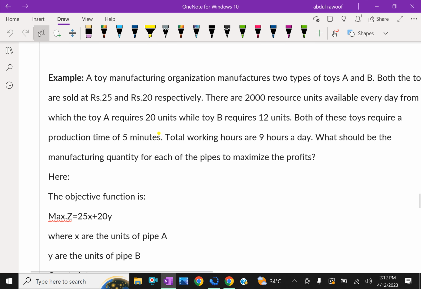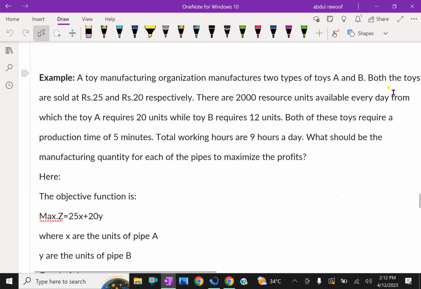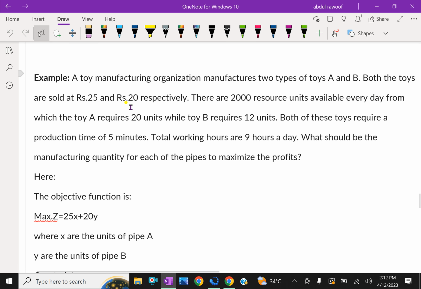Now next question. A toy manufacturing organization manufactures two types of toys A and B. Toy A is sold at rupees 25 and toy B at rupees 20 respectively. There are 2000 resource units available every day, from which toy A requires 20 units while toy B requires 12 units to manufacture. Both of these toys require a production time of 5 minutes. Total working hours are 9 hours a day. What would be the manufacturing quantity for each of the toys to maximize the profits? That means this is toys here, not pipe.